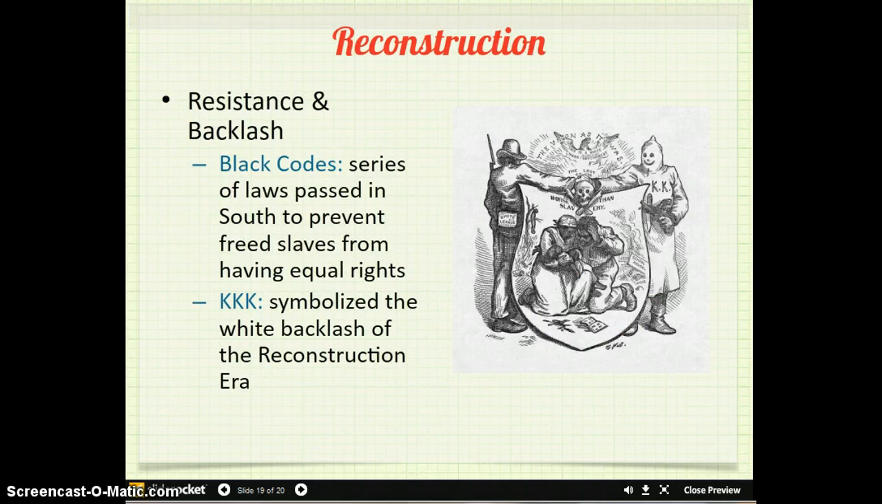Unfortunately, there was a lot of resistance and backlash to Reconstruction. The two best examples of this: black codes, a series of laws passed in the South to prevent freed slaves from having equal rights, and the KKK, which will symbolize most vividly the white backlash of the Reconstruction era.